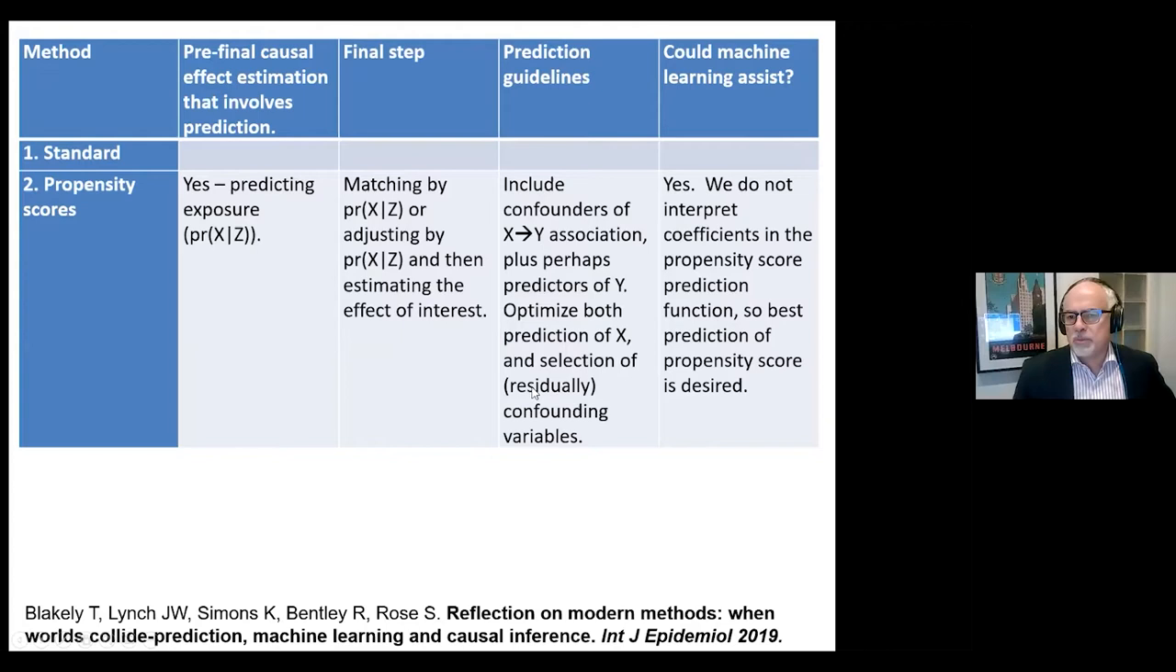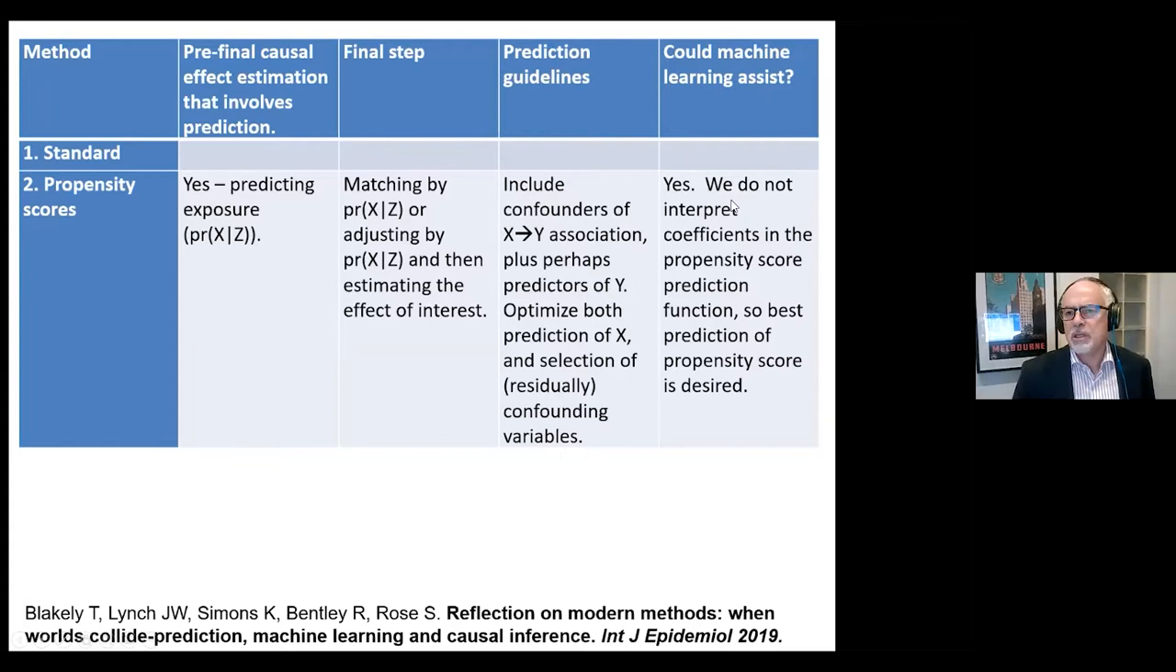Remember I talked about before that you can use machine learning if you've got massive data. You can use machine learning to work out which variables to include to start with, and then develop your propensity score. So could machine learning assist? Well, that's pretty obvious from what I've been saying. Yeah. In fact, it's where machine learning has probably been used the most in causal inference work in epidemiology.